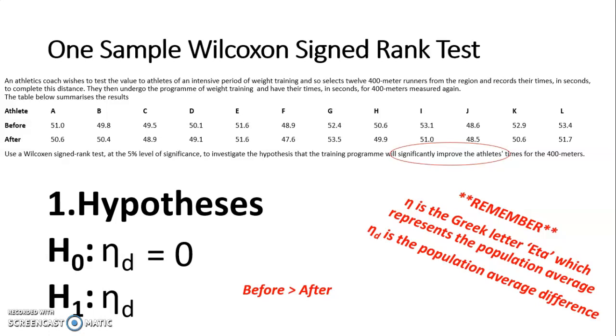So my inequality here is before is greater than after. Rearranging that equation, I will say before take away after is greater than 0. And therefore my H1 is eta d is greater than 0, using the subtraction before take away after. I can also have eta d is less than 0 if I do after take away before.